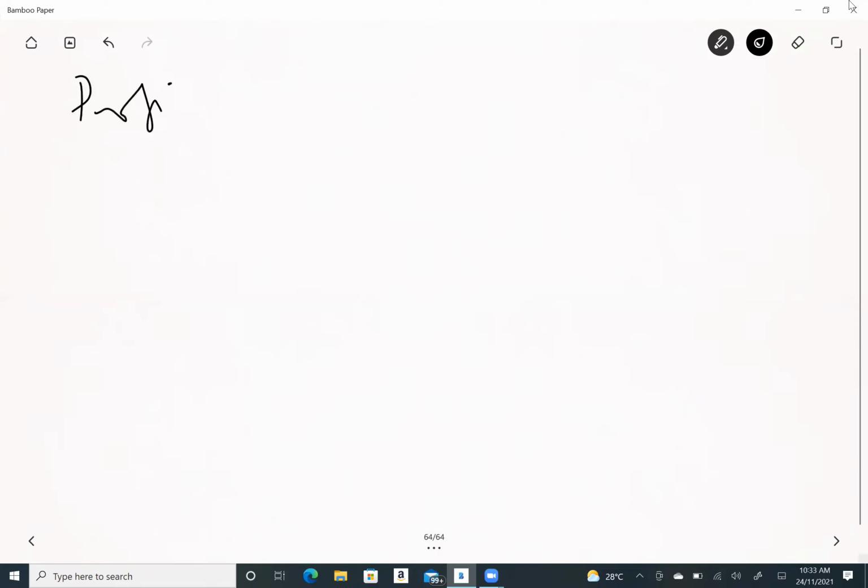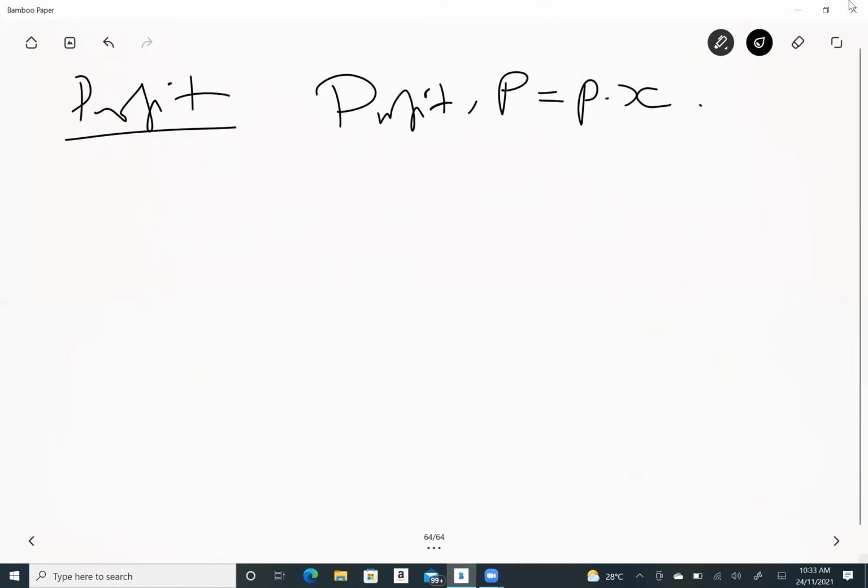So the second one is profit. Now, what is profit? We denote profit by P. What is profit equal to? Profit is equal to P times... where P is what? Remember, what is P? Price. P is the price.